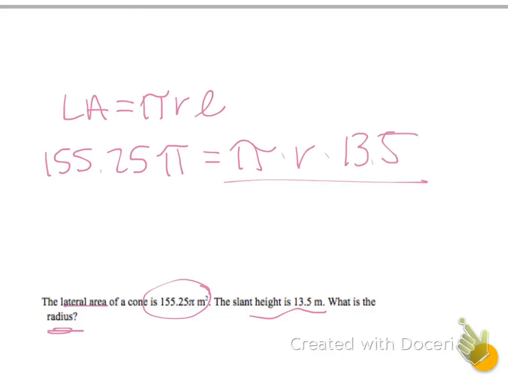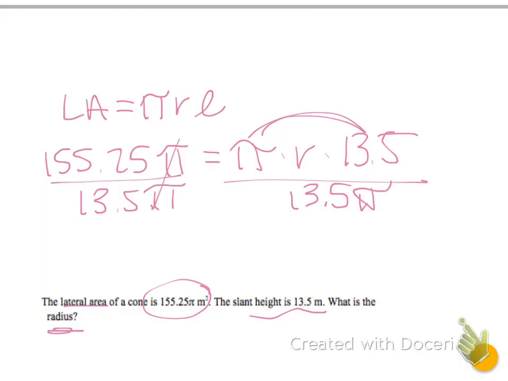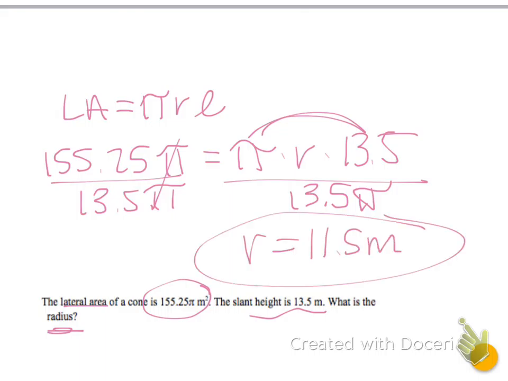So let's go ahead and divide. I need to get rid of both of these. So let's just divide by 13.5 pi. Okay, so my pi's will cancel, so 155.25 divided by 13.5. So my radius is 11.5 meters.